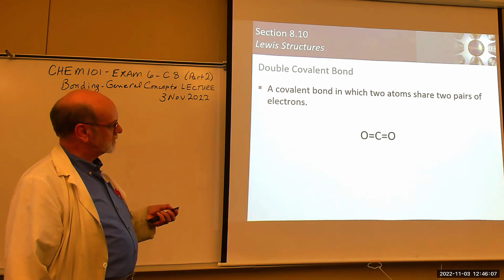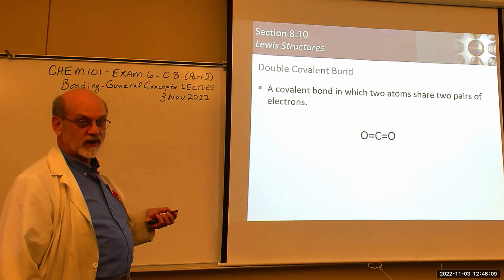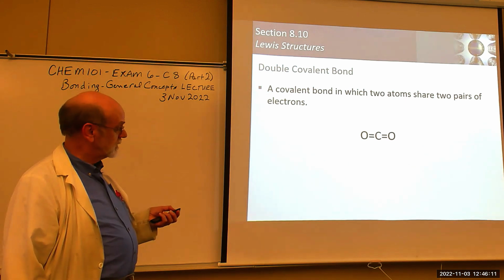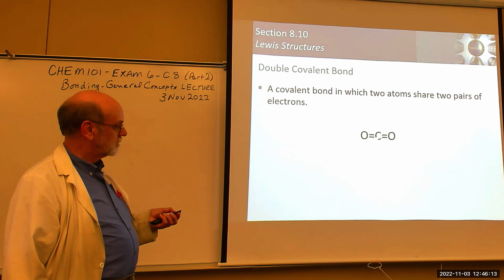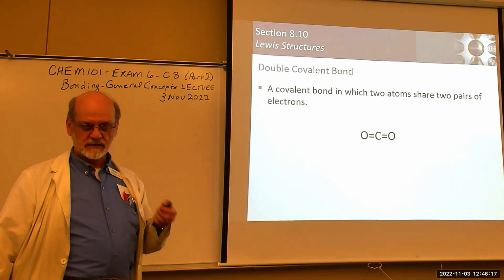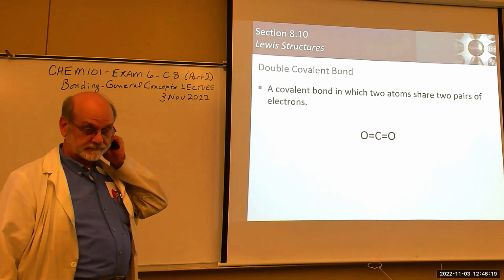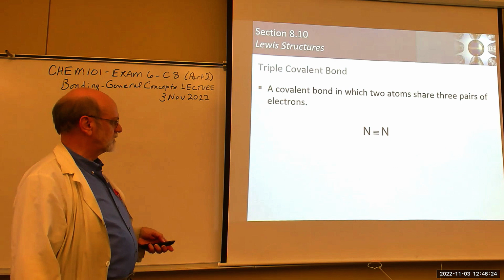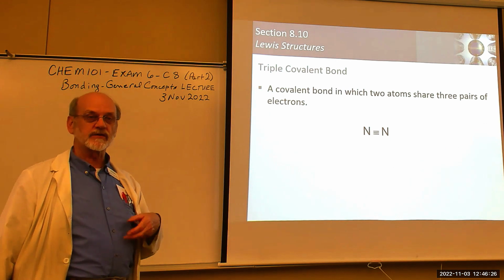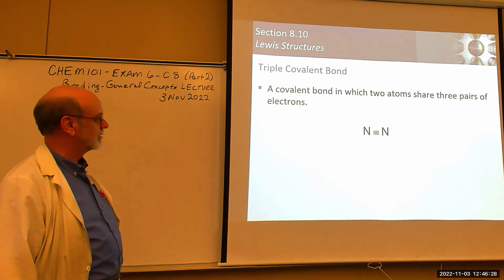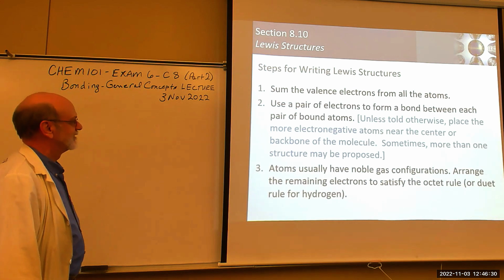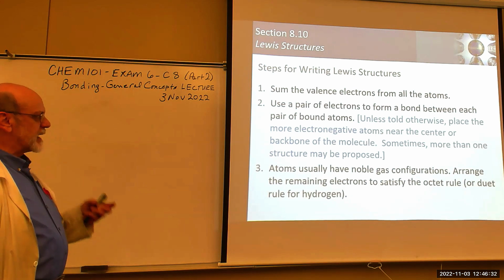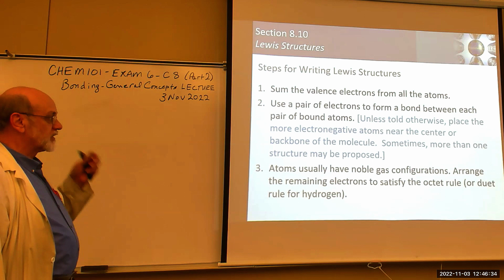And then a double bond means 2 pairs or 4 electrons. So we have 4 around the carbon atom. We have 4 pairs of electrons, bonding pairs. And then a triple bond would mean 3 bonding pairs or 6 electrons. Okay, these are the steps for writing a Lewis dot structure.